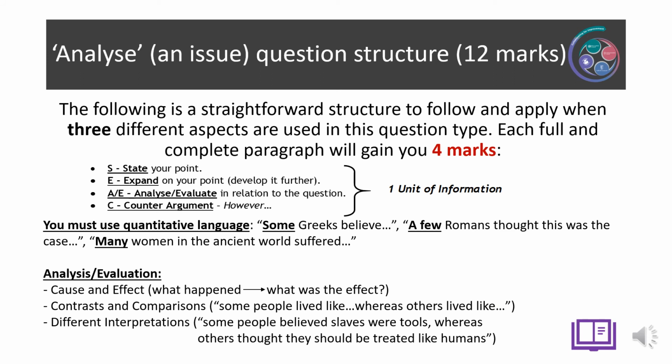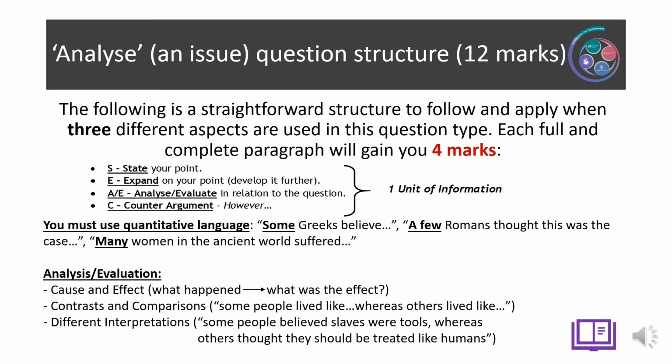The final question type in our Higher Classical Studies study skills is the analyse an issue question, which is worth a maximum of 12 marks. Now, the following is a straightforward structure which you can follow and apply when three different aspects are used for this type of question. Each full and complete paragraph you complete will gain you 4 marks. So for each paragraph, you must do the following.